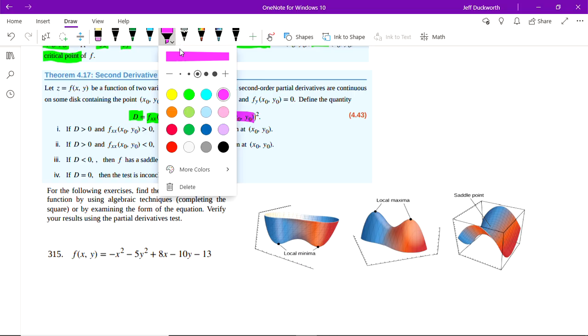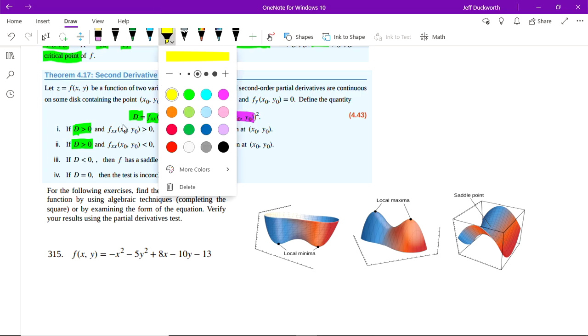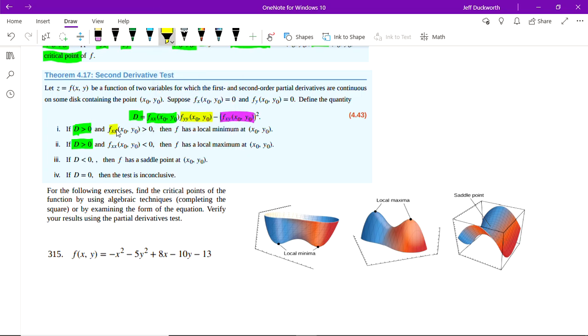Okay, pink is a little dark. We'll go back to green. So if that D is strictly positive, in both of these cases, we're going to have some sort of local extrema. The other thing we have to check is the second partial derivative with respect to x. If that's greater than 0, we have a local minimum. If that's less than 0, we have a local maximum, and that's going to coincide with what you learned about the second derivative test back in Calc 1.